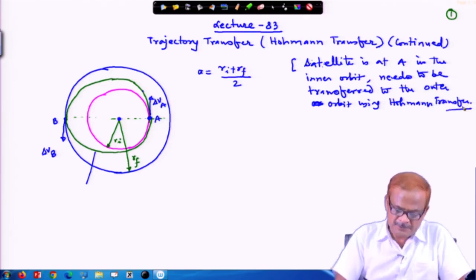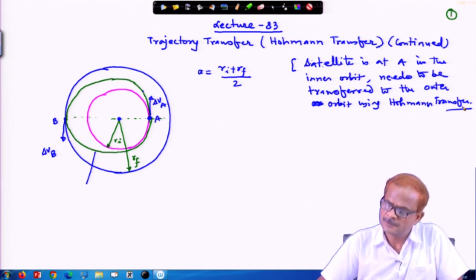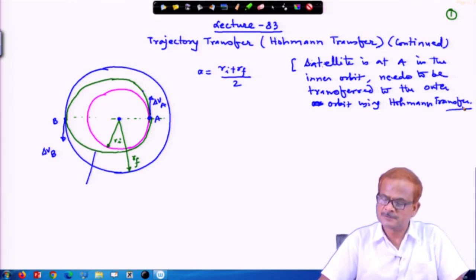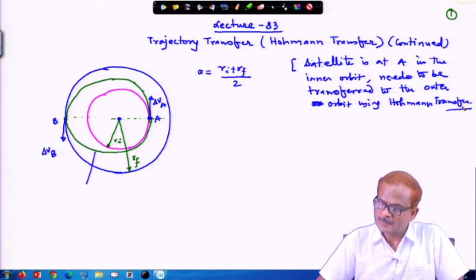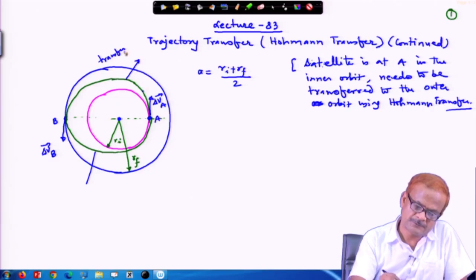Hohmann transfer, in the normal context, if we look at the earth bound cases, is the transfer in which minimum delta V is required. The total delta V, the amount of propellant you need to burn, is the least one. So, the satellite is at A, impulse delta V A is given here, and then again delta V B impulse is given at B. By giving impulse at A, we are sending it into the transfer orbit. So, here we can show this to be the transfer orbit.